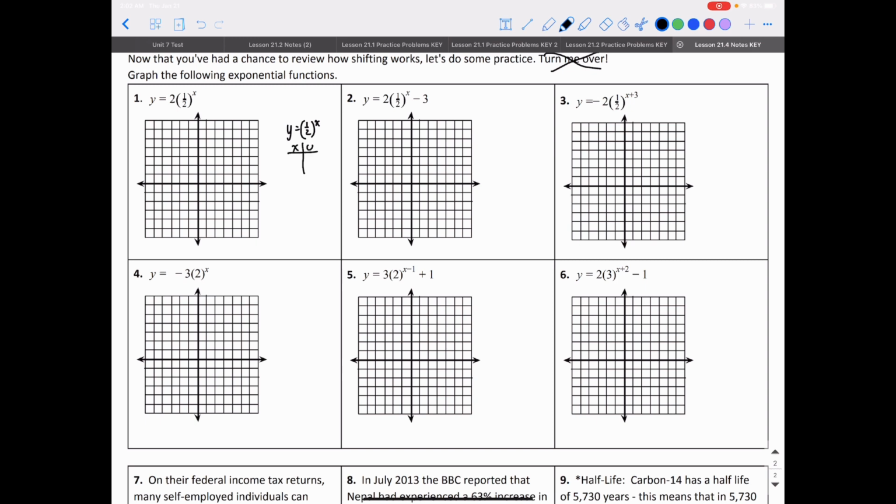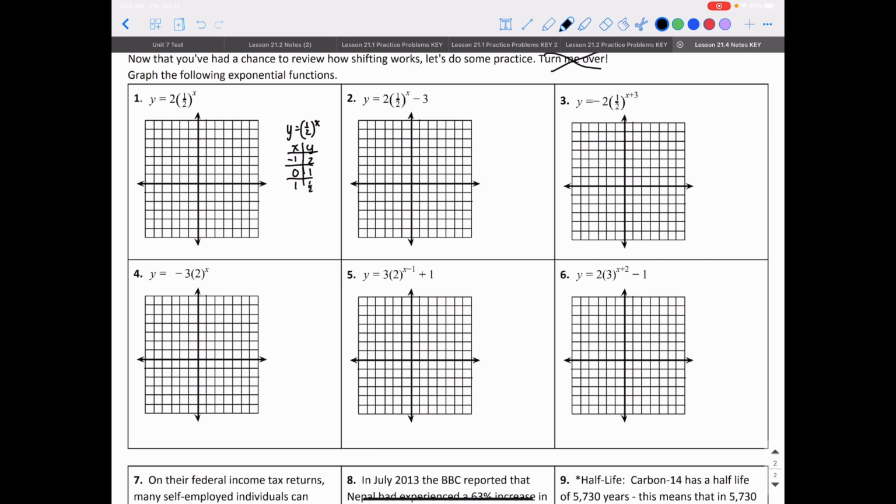And what the table is going to look like is I'm going to have a -1, 0, and 1. And when I plug in -1, I'm going to get 2. When I plug in 0, I'm going to get 1. And when I plug in 1, I'm going to get 1/2.